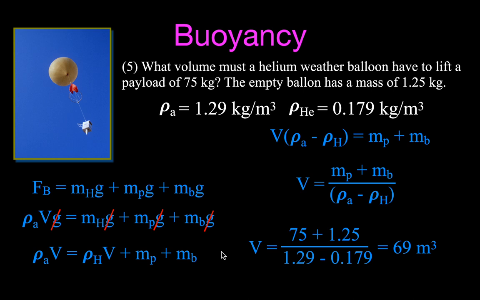So at the surface of the Earth, for a balloon to lift up itself and the package and the helium that's in the balloon, because you have to take that into account, you're going to need a balloon that has a volume of about 69 cubic meters. So there you go. We did 5 excellent examples covering a range of possibilities for buoyancy and Archimedes' principle.